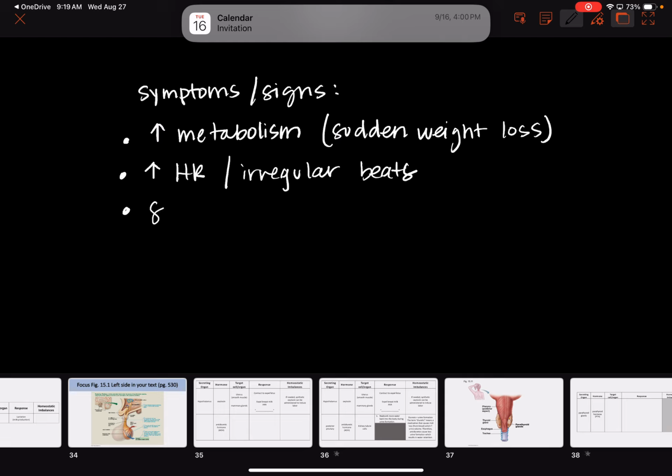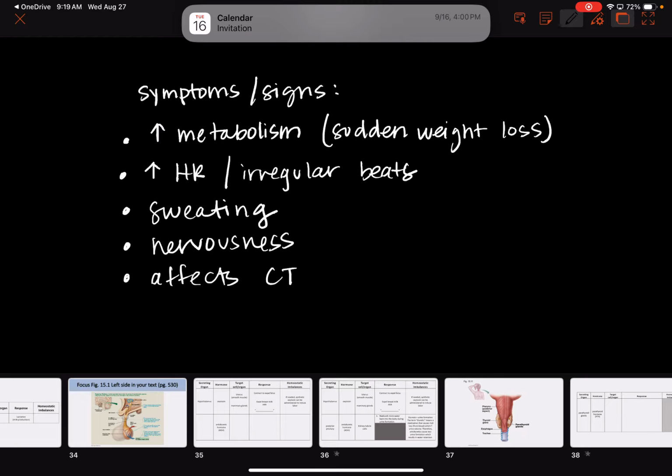Because of the high metabolism, this person may have increased sweating, increased nervousness, and for some reason, it affects the connective tissue behind the eyes, which is called exophthalmos. Exophthalmos.